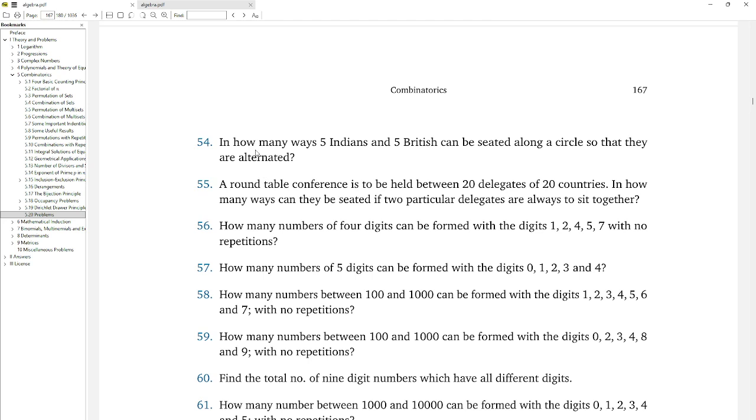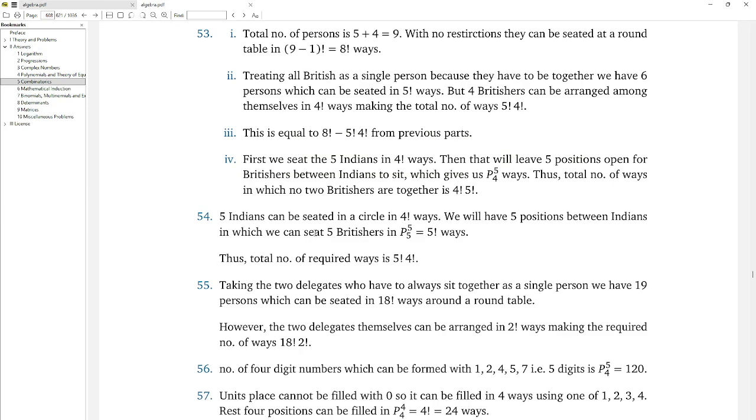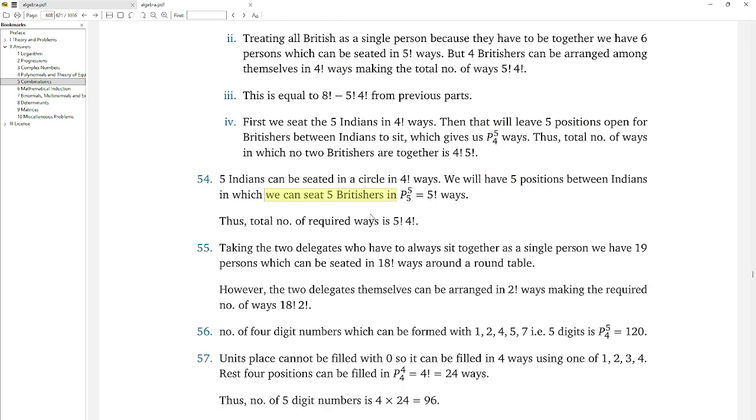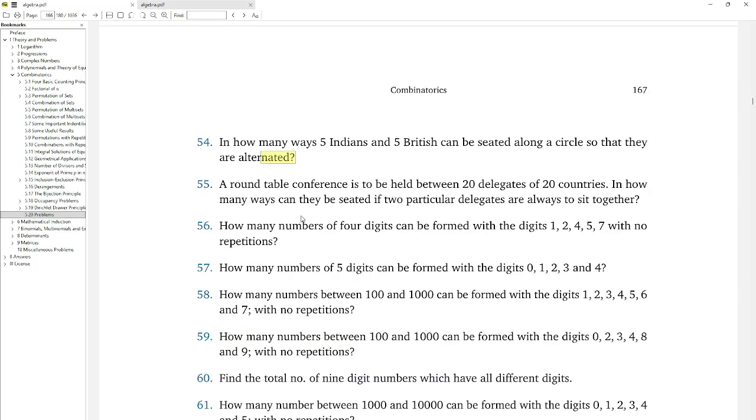Question 54 says that in how many ways 5 Indians and 5 British can be seated along a circle so that they are alternated? The 5 Indians can be seated in a circle in 4 factorial ways. Then we will have 5 positions between Indians in which we can seat the 5 Britishers in 5P5, that is 5 factorial ways. So total number of required ways is 5 factorial into 4 factorial.